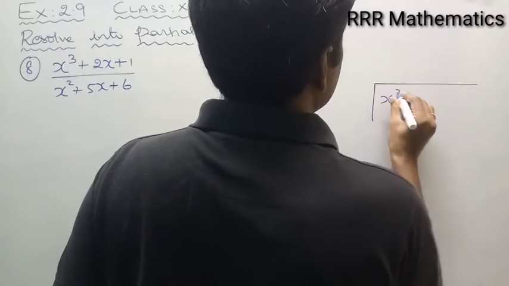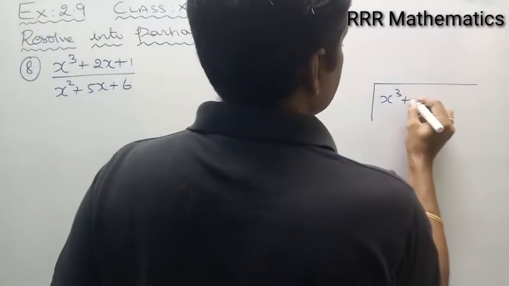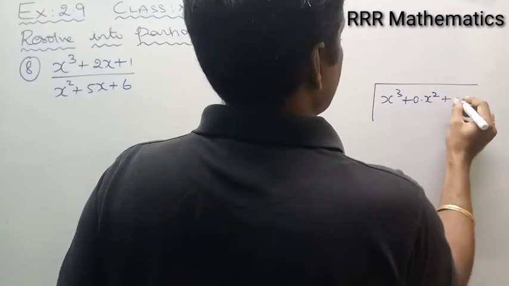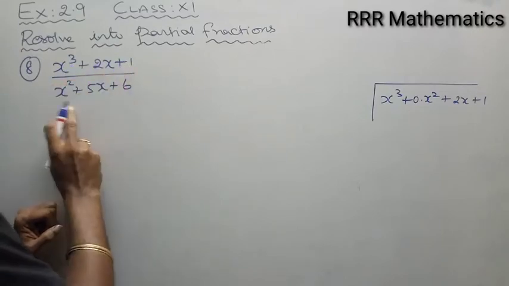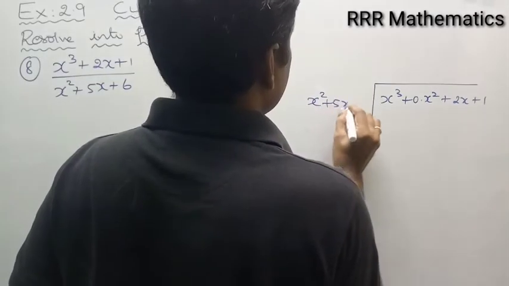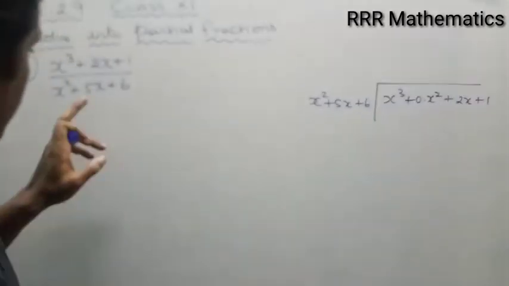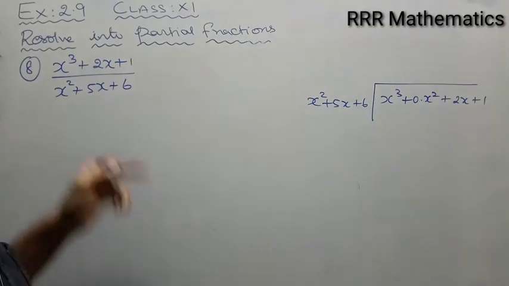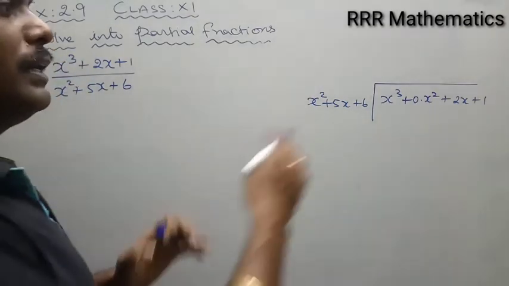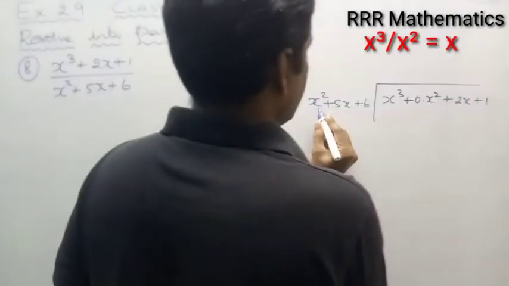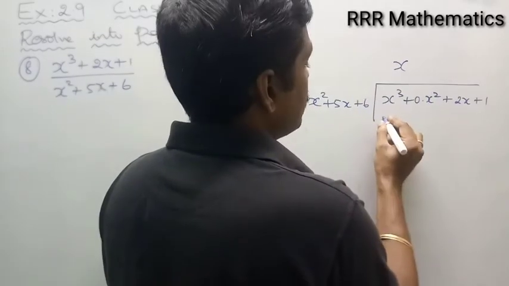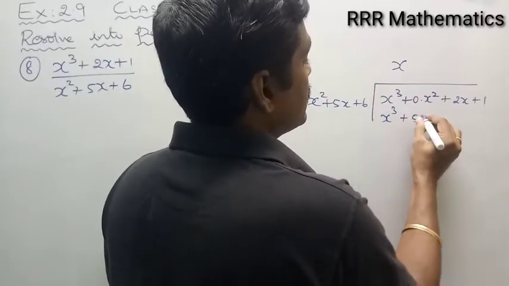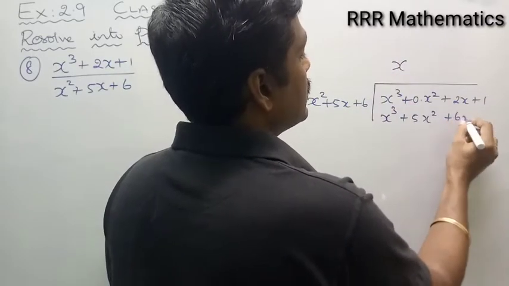I have a numerator x cube. X square is missing, so I will write in standard form: x cube plus 0 times x square plus 2x plus 1 divided by x square plus 5x plus 6. I cannot factorize it, and nothing will get cancelled. There is no common factor between these two, so I will divide directly. First term divided by first term: x cube divided by x square gives x. Multiply x into x square, x cube. X into 5x, 5x square. X into 6, 6x.